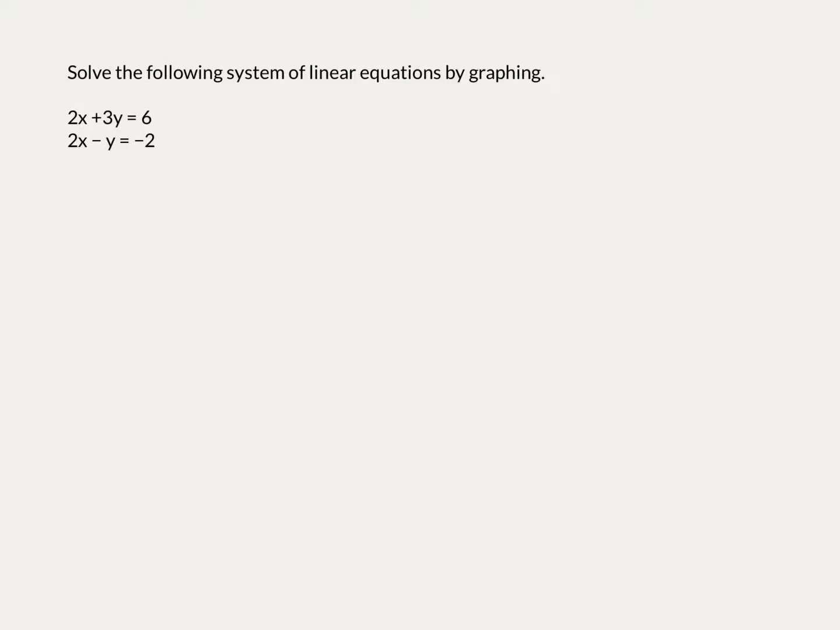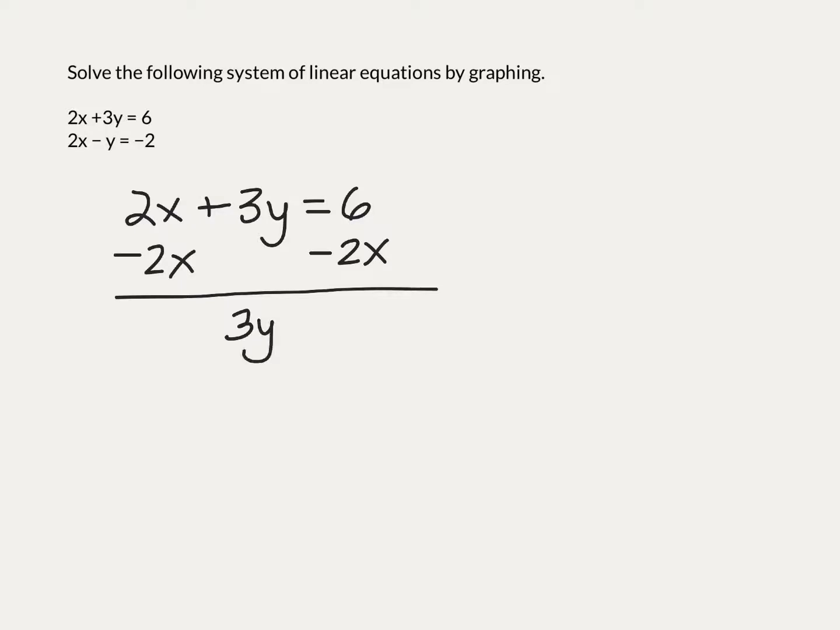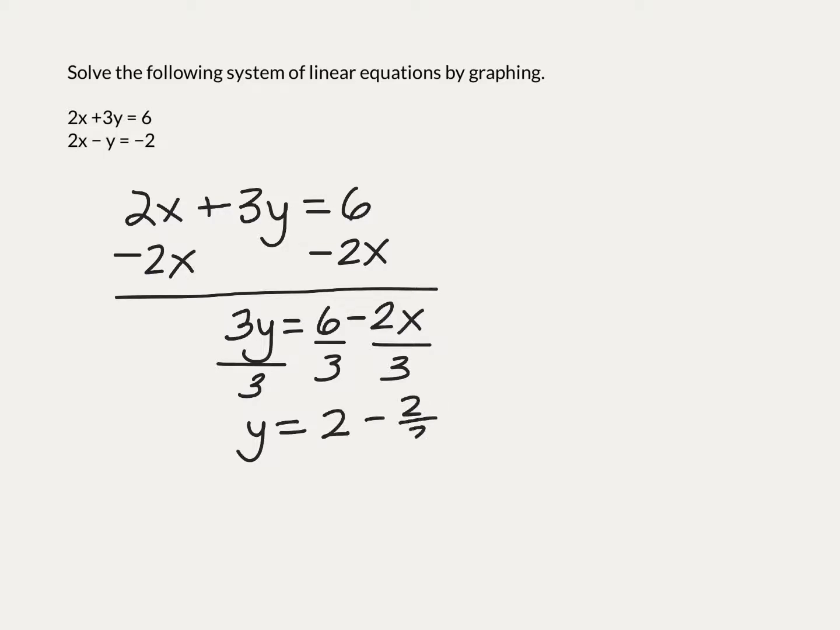Okay, in order to solve this system of linear equations, I need to take each equation and put it in slope-intercept form. Slope-intercept form means I need to get y by itself. So I'm going to take this first equation, 2x plus 3y equals 6, and subtract 2x on both sides. That's going to give me 3y equals 6 minus 2x. And I'm going to divide both sides by 3, which gives me y equals 2 minus 2/3 x.